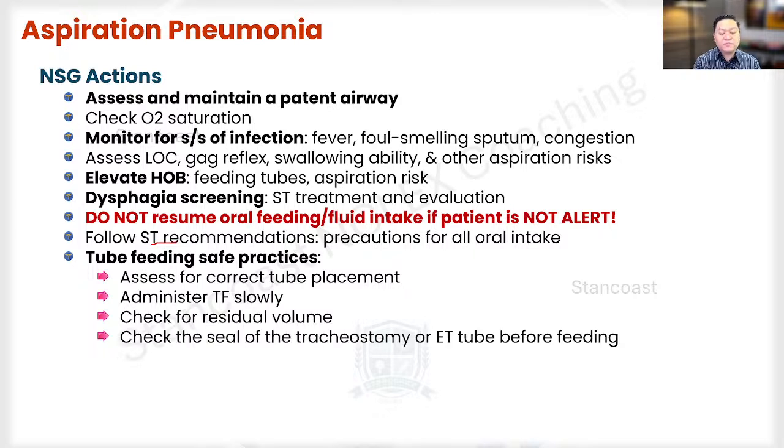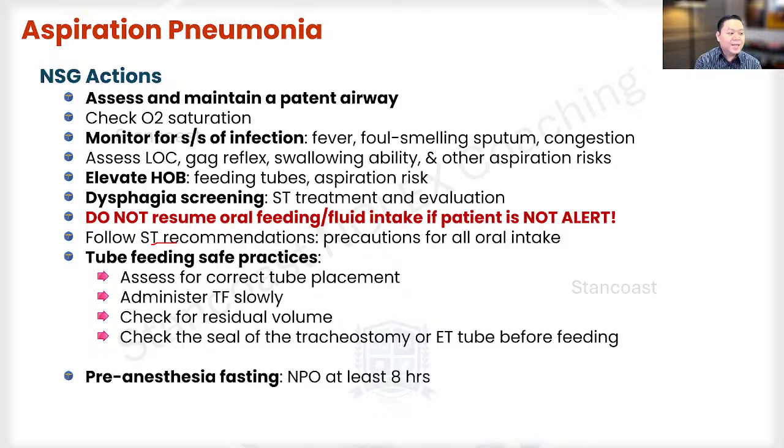And also, if the patient may have some sort of a tracheostomy or endotracheal tube, then make sure that you check the seal of the tracheostomy tube, and before you proceed with the feeding, make sure that you have checked off all those possible loopholes.